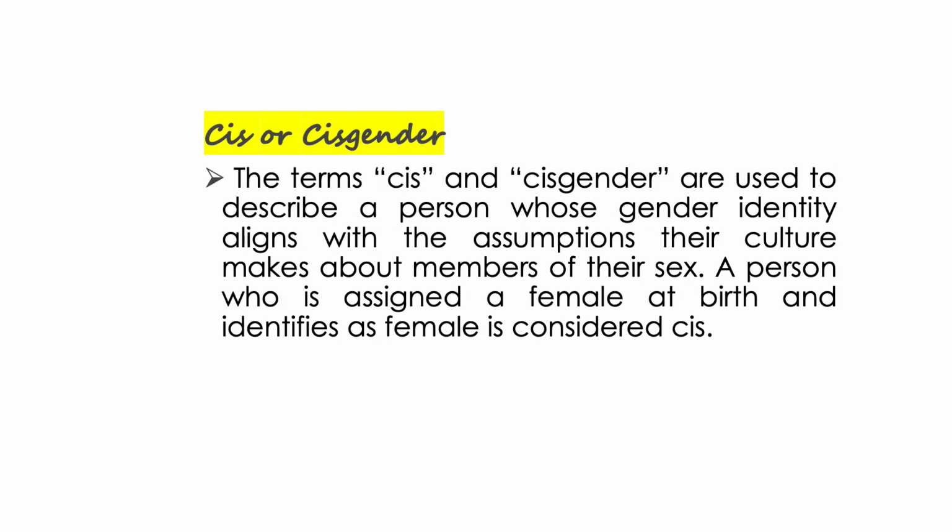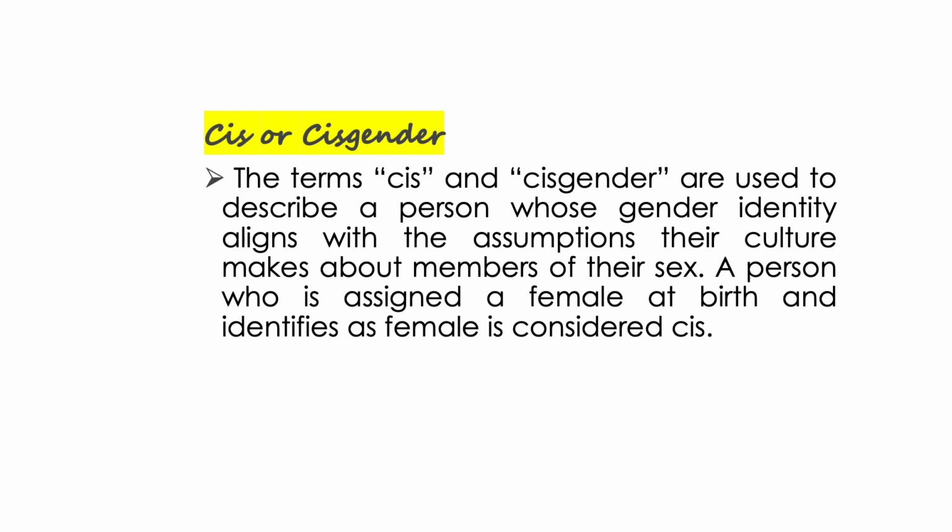Okay, under gender is cis or cisgender. So, what is cis or cisgender? The terms cis and cisgender are used to describe a person whose gender identity aligns with the assumptions their culture makes about members of their sex. A person who is assigned female at birth and identifies as female is considered cis. Also, a person who is assigned male at birth and identifies as male is also considered cis.